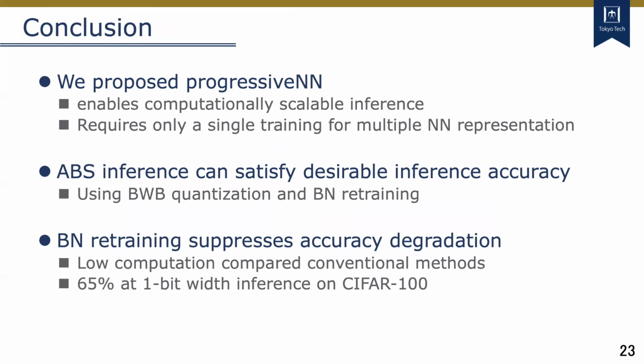This is my conclusion. In this work, we propose ProgressiveNN that enables computationally scalable inference. And ProgressiveNN requires only a single training for multiple neural network representations. And ABS inference can satisfy the desired inference accuracy with the minimum computation using BWB quantization and BN retraining by selecting the least bit width of weights. And we also showed that BN retraining suppresses accuracy degradation at low computation cost and restores the inference accuracy to 65% on CIFAR 100 at 1 bit width inference. Thank you for listening.